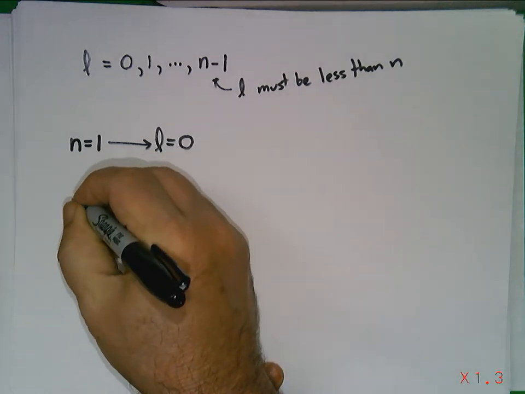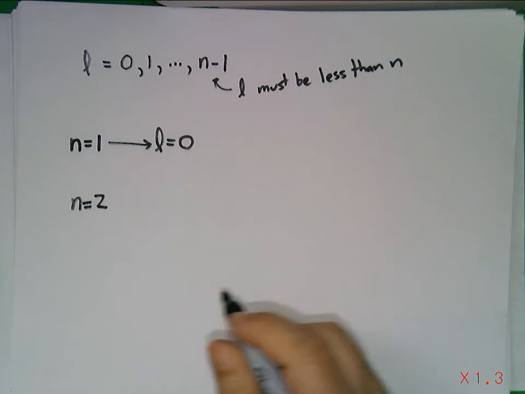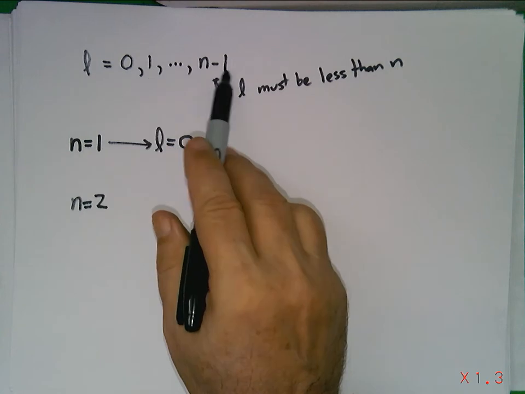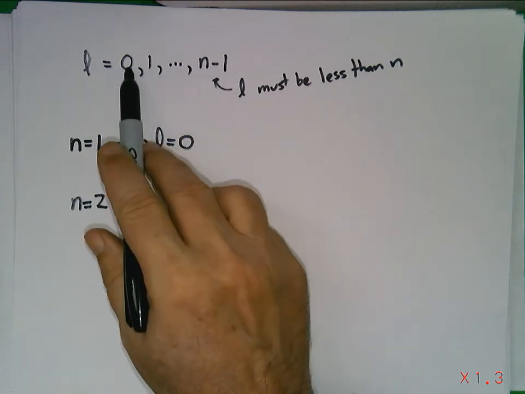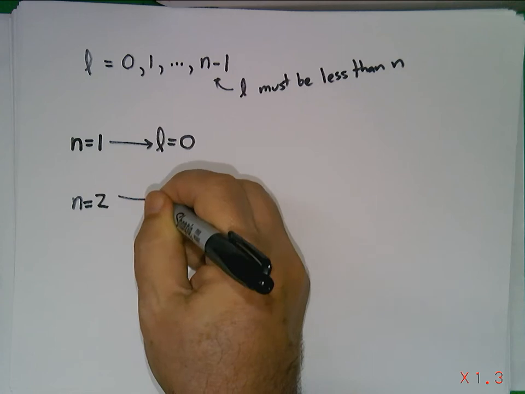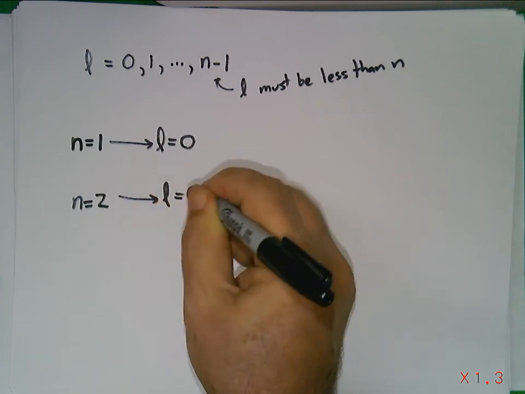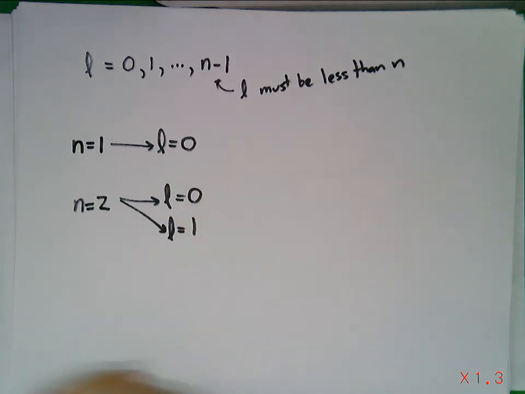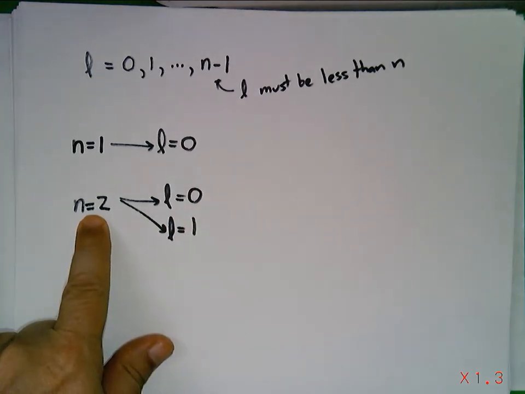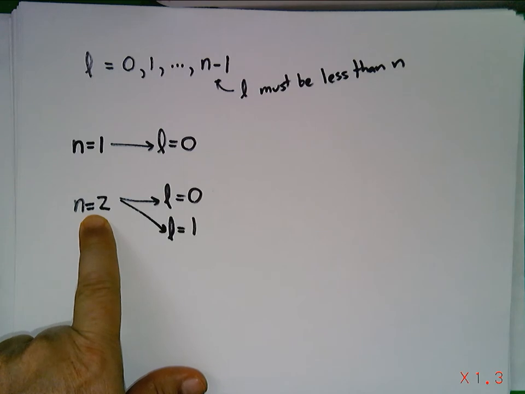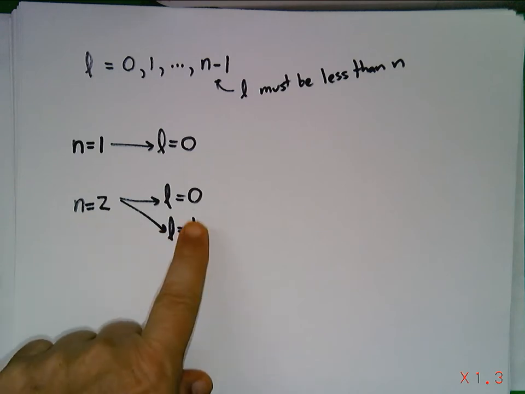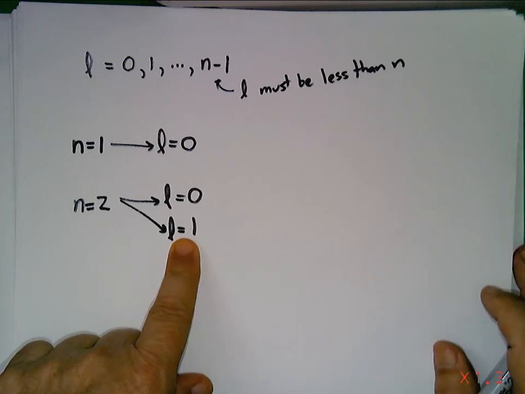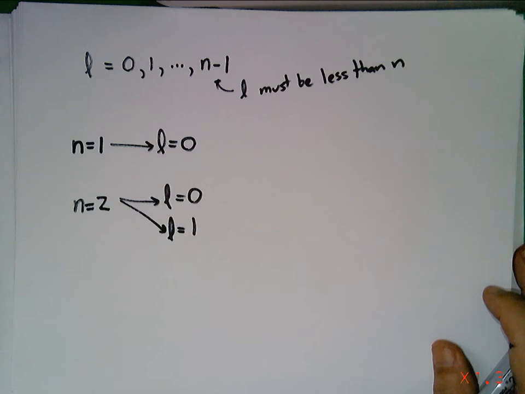What about n equals 2? Well, let's see. We can go 0 to 1. We can only go up to n minus 1, and n minus 1 will be 1. So we can have 0 or 1. So in the second shell, with electrons with n equals 2, you can have two values of the L quantum number, the orbital angular momentum quantum number. You can have L equals 0 or L equals 1.